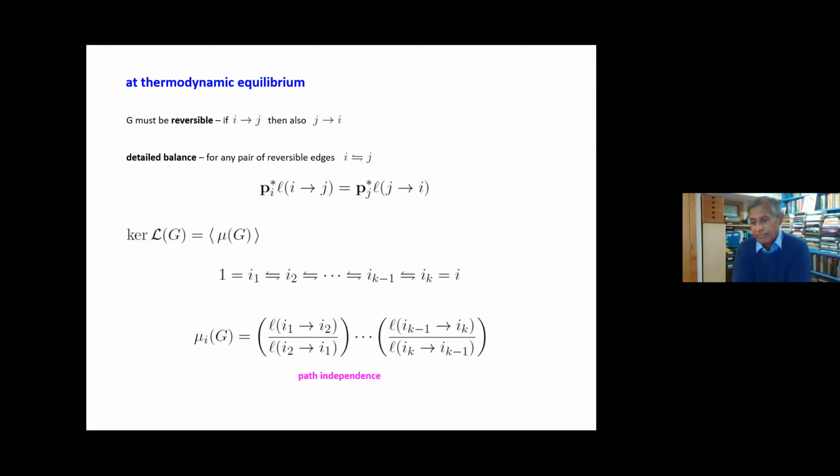Yeah, I think you can almost see it. It means if you take two different paths and go around them, you're not going to generate a cycle. You can't generate flux around the cycle. That's basically what it's saying.